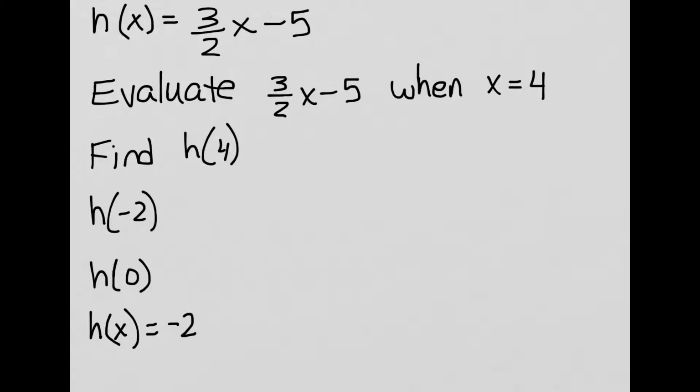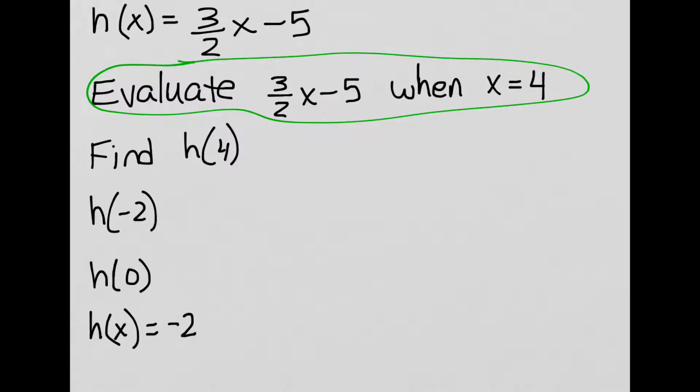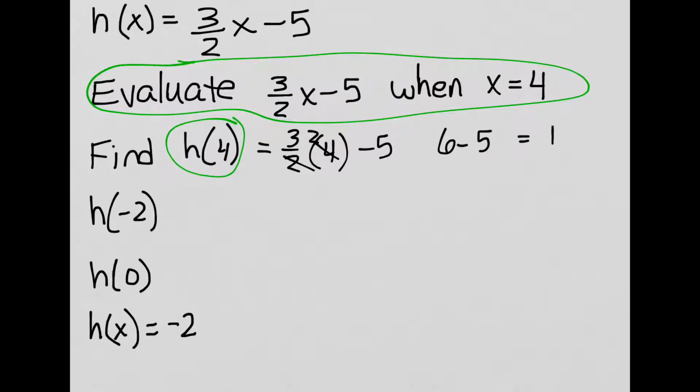The directions look different because we're trying to be more efficient. Instead of writing all this stuff, all we have to say is, hey, find h of 4. And that means evaluate the expression 3 halves x minus 5 when x equals 4. That's all you have to do. So instead of x, I'm going to write a 4 and figure out what it is. Well, 3 halves of 4, 2 goes into 4 2 times, so that becomes 6 minus 5, which is 1. That means that h of 4 equals 1.